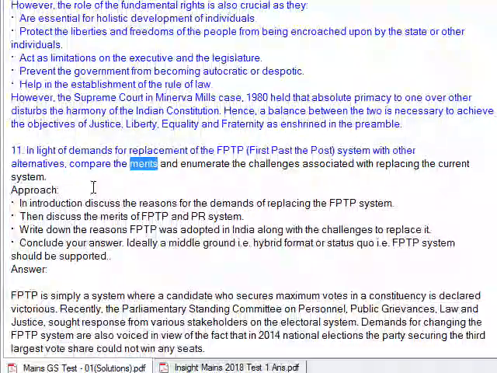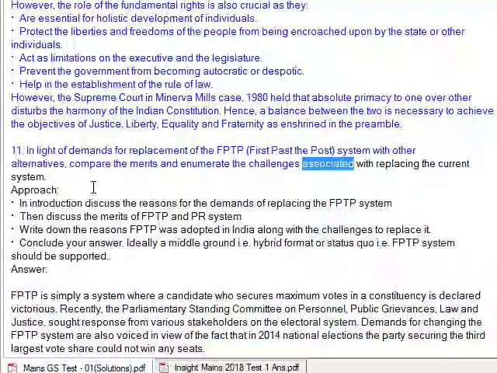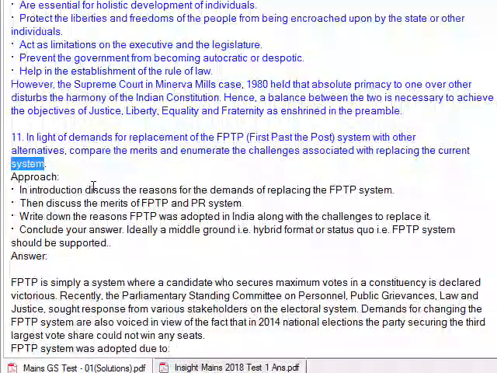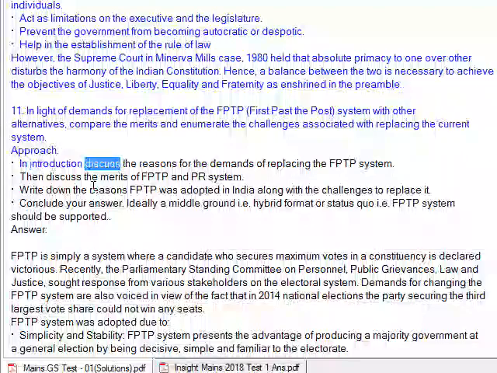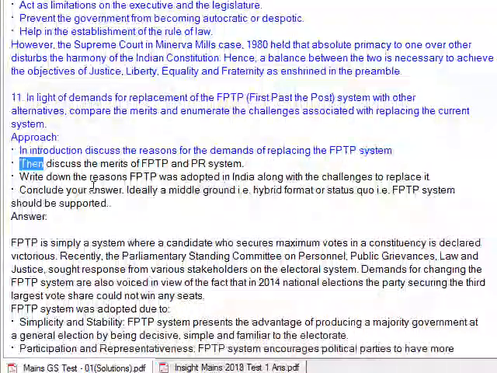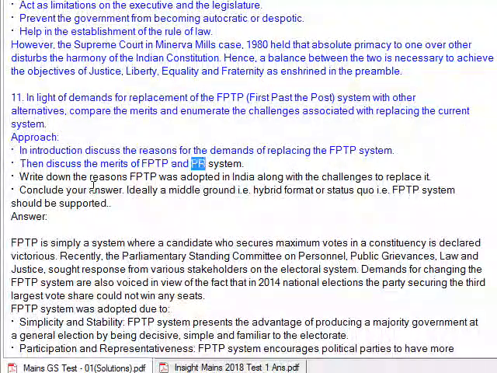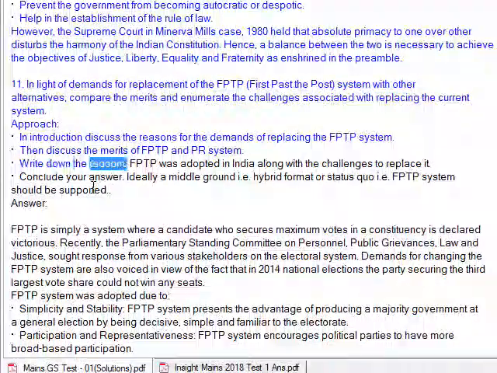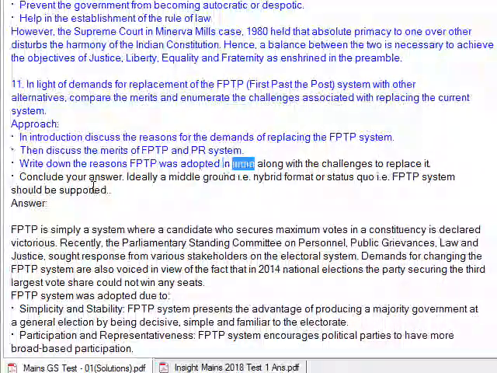11. In light of demands for replacement of the FPTP, first past the post system, with other alternatives, compare the merits and enumerate the challenges associated with replacing the current system. Approach. In the introduction, discuss the reasons for the demands of replacing the FPTP system. Then discuss the merits of FPTP and the PR system. Write down the reasons FPTP was adopted in India along with the challenges to replace it.